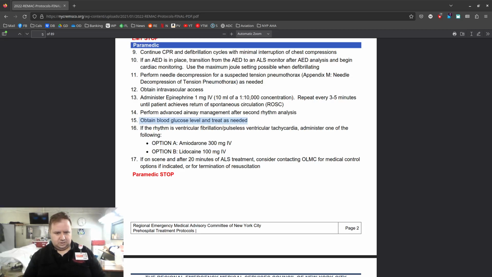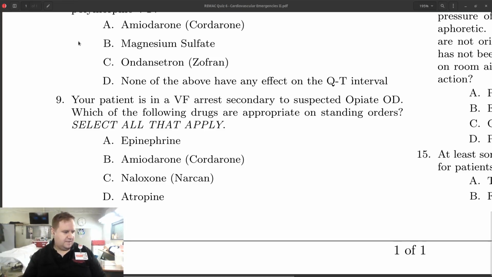So let's go back to the question here. Now, the second reason why you can't give Narcan is because it's not indicated, guys. Narcan is not indicated for patients in cardiac arrest. There is an AHA lay rescuer algorithm that says to give it, but the reason it says to give it is because they don't trust lay rescuers to tell the difference between cardiac arrest and respiratory arrest, basically. But as medical professionals, you're not lay rescuers, and your protocol doesn't say to give it.